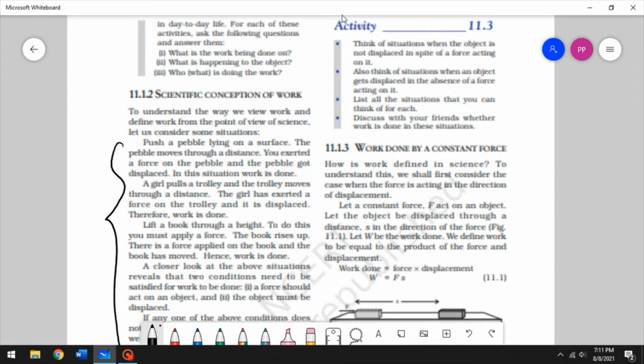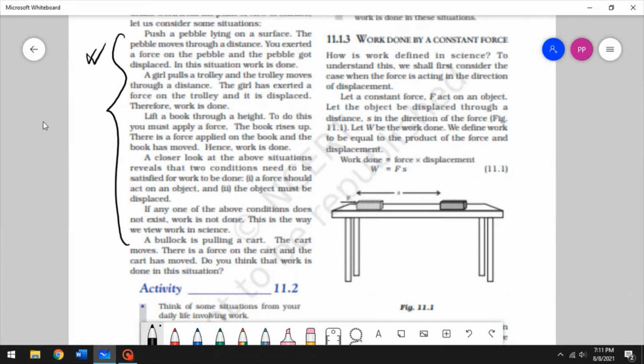They're all thinking activities. Alright, so how is work defined in science? To understand this, we shall first consider the case when the force is acting in the direction of displacement. If you read all these examples, you will see that all of them had one common thing, that the object was moving in the direction of the applied force. So to define work scientifically, let us consider a situation in which a particular force is acting in the direction of displacement of that object.